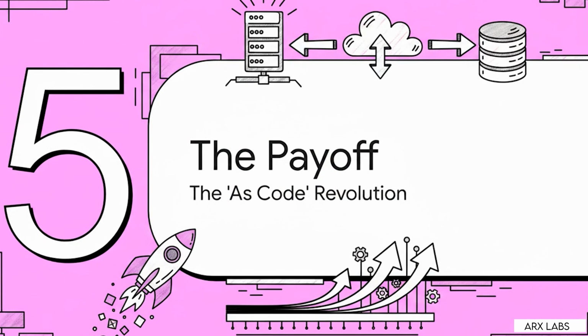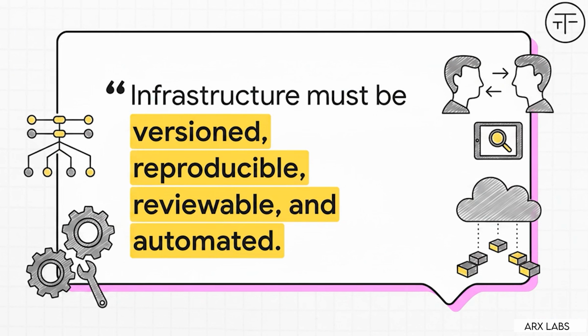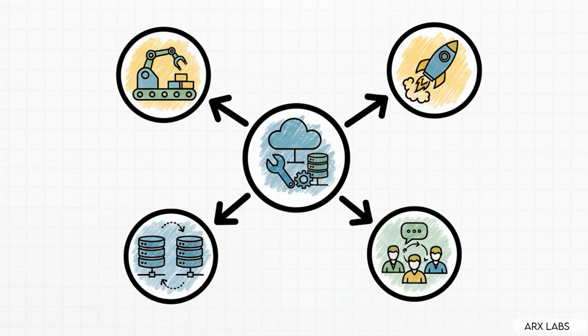So why do we go through all this trouble? What's the big payoff here? Well, it's not an exaggeration to say it's a full-blown revolution in how we build and manage technology. This quote just nails it. By treating our infrastructure as code, we get all the things that were totally impossible with the old ClickOps way. Our infrastructure is now versioned, it's perfectly reproducible, it's reviewable by our teammates, and it's completely automated. The benefits are just massive.